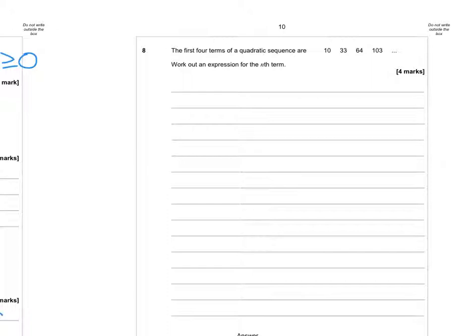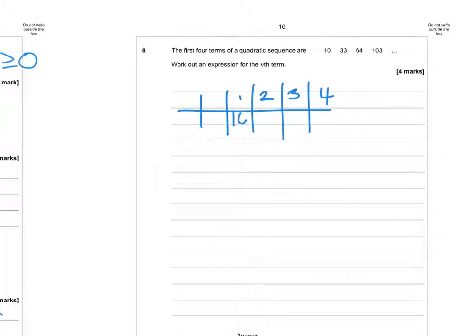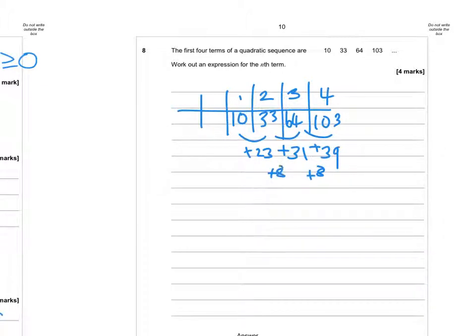Quadratic sequence. Let's have a look at this. So, first term, second term, third term, fourth term: 10, 33, 64, 103, plus 23, plus 31, plus 39. Okay, so I'm adding 8 as my second difference, which means if I take away 8 from 23, there's 15, so that's got to be minus 5.